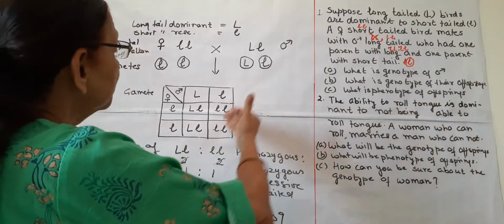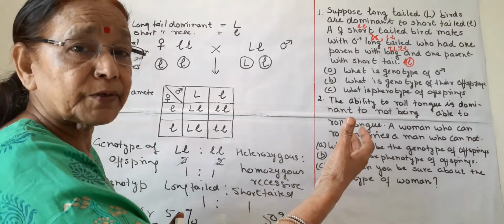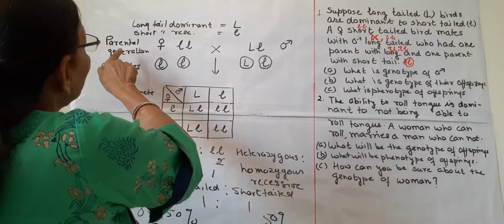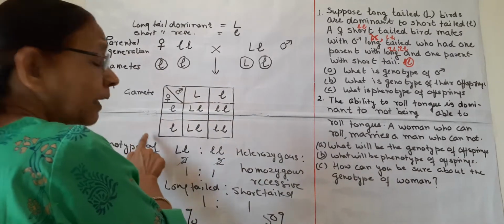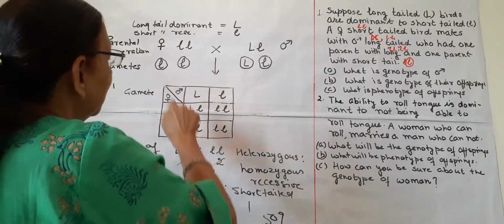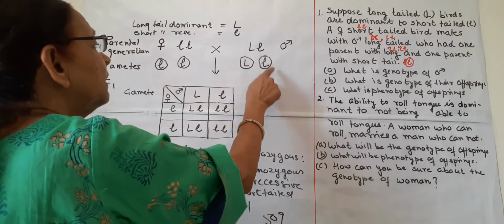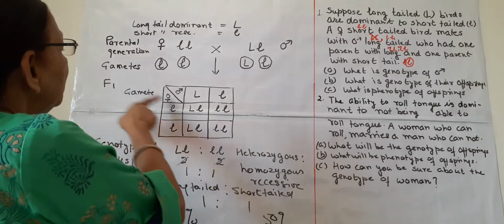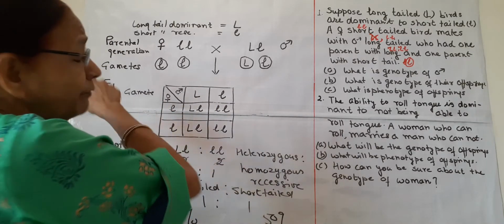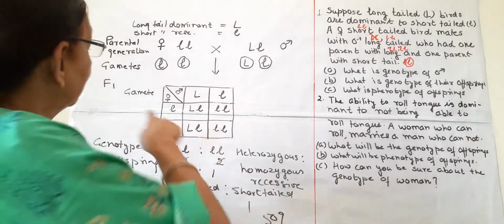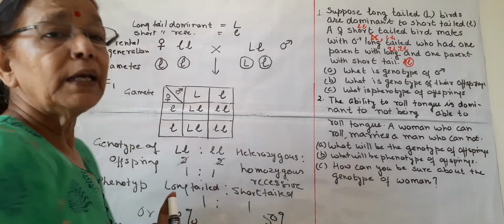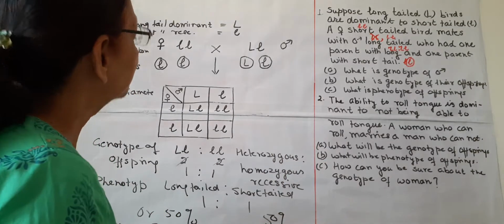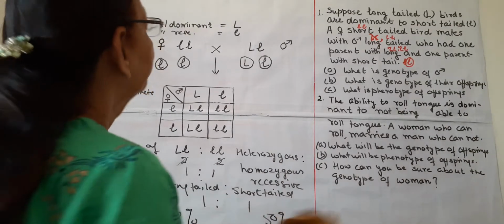Suppose in some question F2 is also asked, then again you will take, we will not write parent, we will write F2 individuals, again this and this, like this, again gametes and again Punnett square, and in front of the Punnett square we have to write F2. Then we will write F2 if F2 is asked. So in this way these questions are solved.